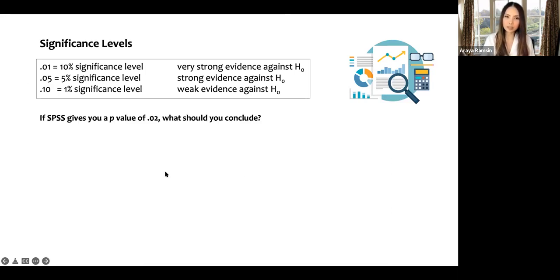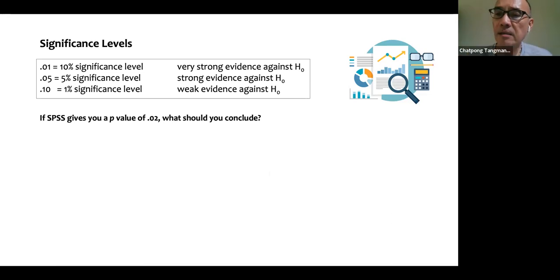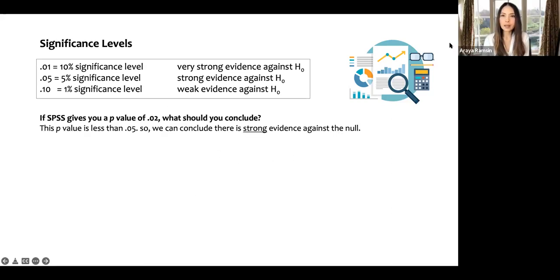So if SPSS gives you a p-value of 0.02, what should you conclude? Is this significant? Is your result significant or not? Yes, it's significant, less than 0.05. Okay, good. The answer is yes, the p-value is less than 0.05, so we conclude that there is strong evidence against the null.